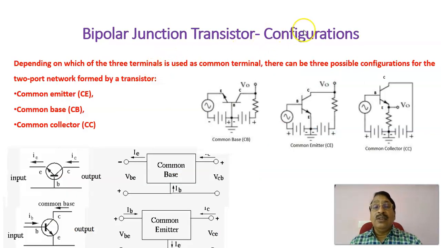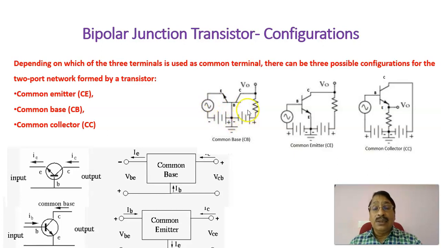Coming to the different configurations of the bipolar junction transistor, they are classified based upon which terminal is common to input and output: common emitter configuration, common base configuration, and common collector configuration. If the emitter is common to input and output, it is called common emitter. If the base is common to input and output, it is called common base. If the collector terminal is common to input and output, it is called common collector.